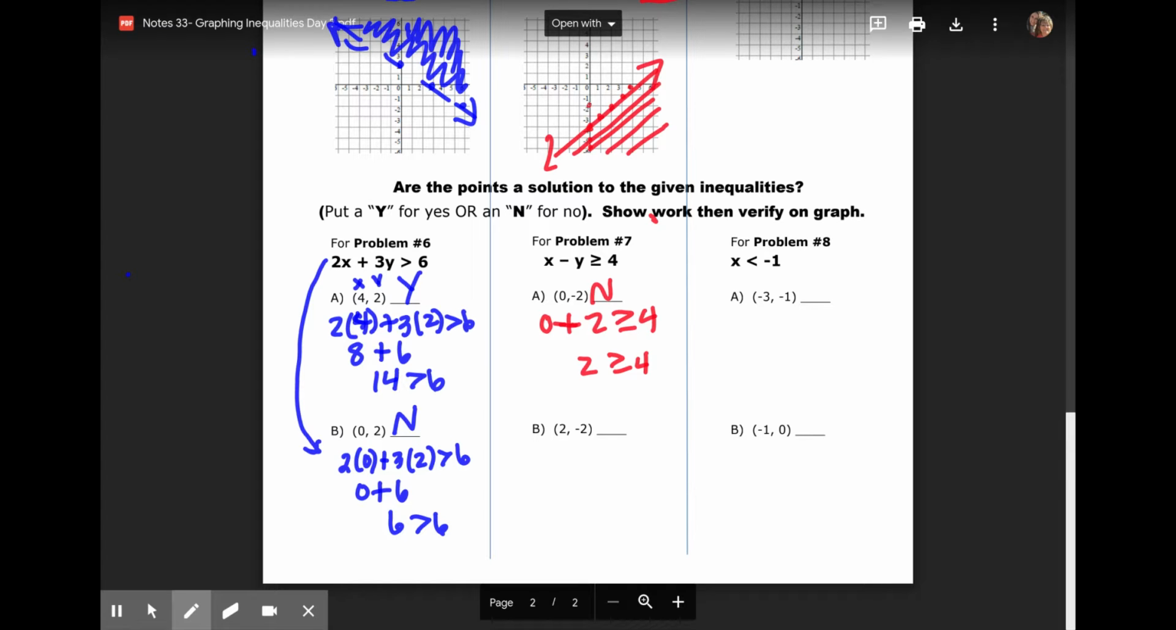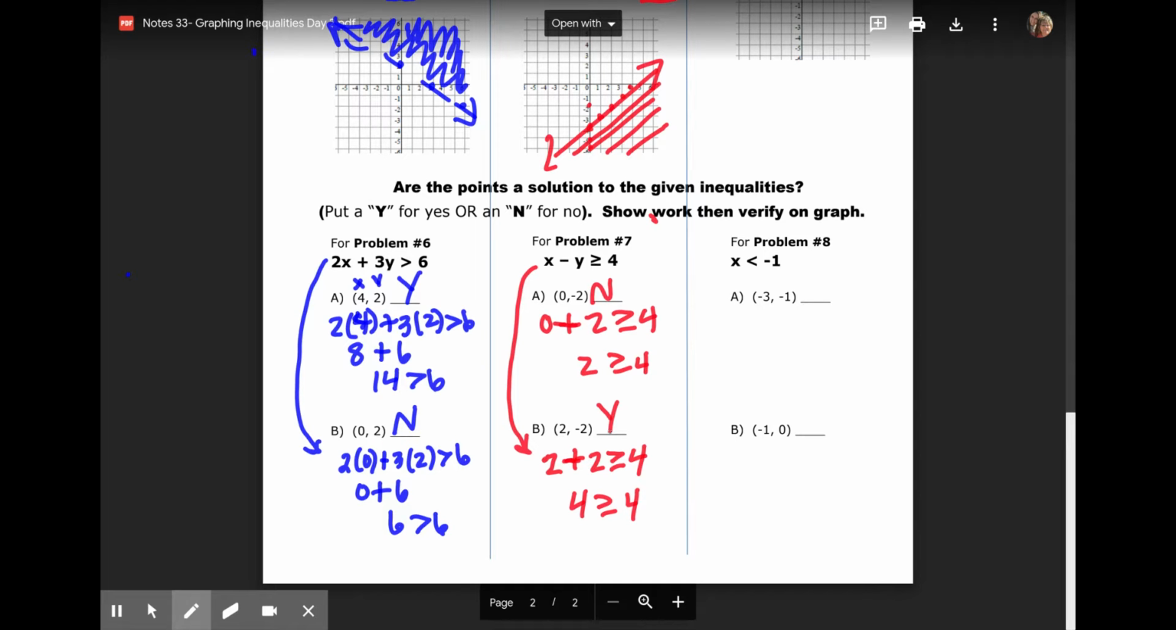Let's use the same equation here. So we're going to put 2 in place of x, minus our y, which is a negative 2. So 2 minus negative 2 is 4. Is 2 plus 2, which is 4, greater than or equal to 4? Yes, it's equal to. So it'd be yes.